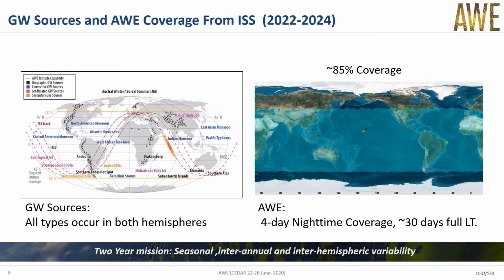The figure on the left side shows examples of gravity wave sources that will be observed by OR, essentially all types and in both hemispheres. Observations up to plus or minus 55 degrees latitude will enable exceptional coverage, including the well-known hotspots over the southern Andes to be measured. The right-hand figure shows full nighttime coverage every 4 days and full local time coverage every 30 days. A 2-year baseline mission will enable seasonal, interannual and interhemispheric variability studies.